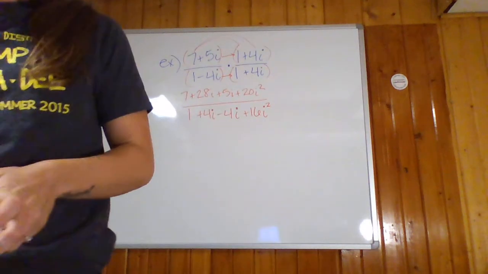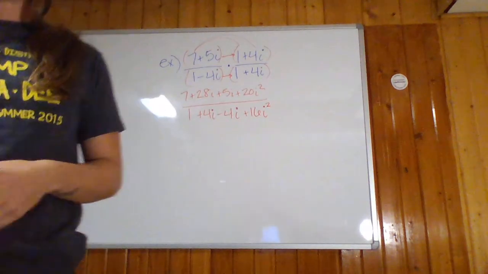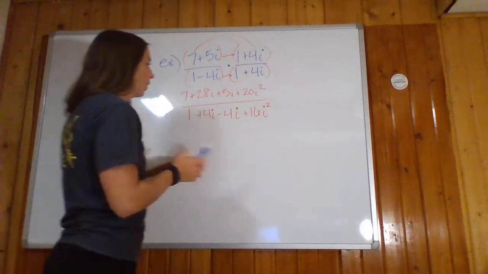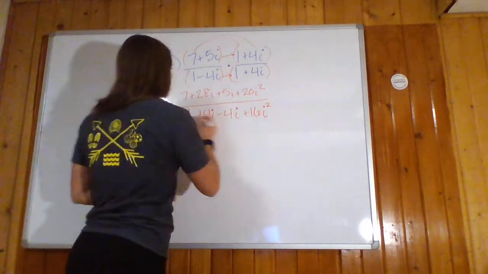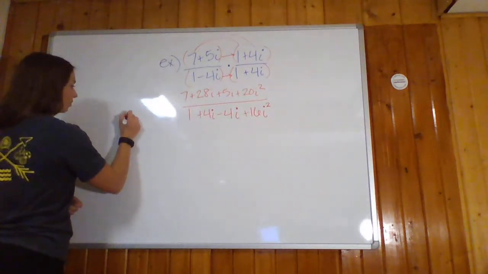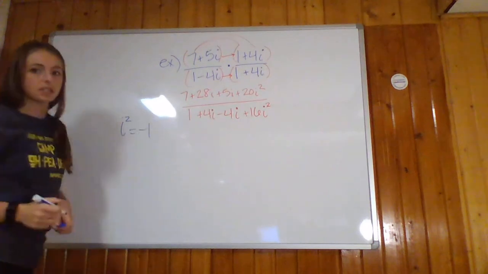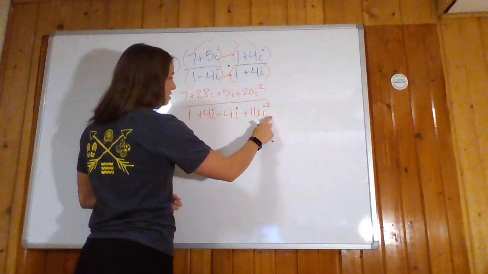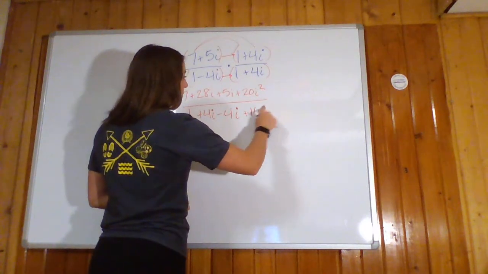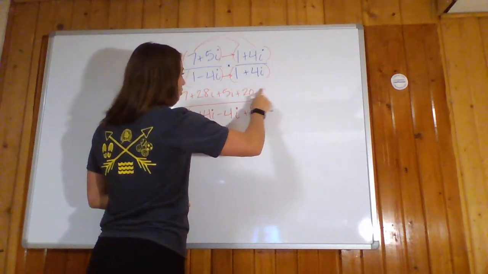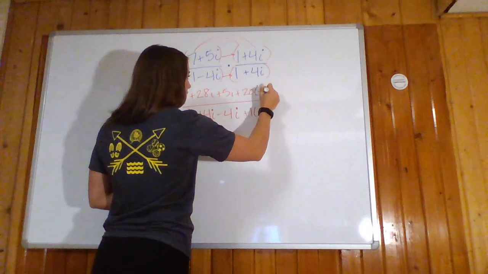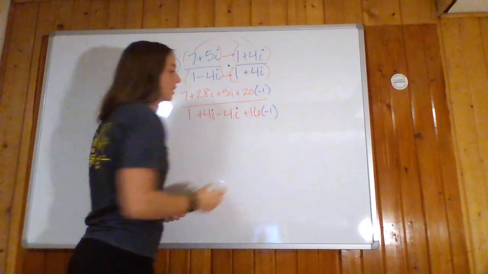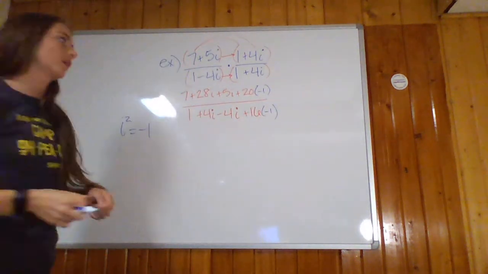Okay, so before I keep going at all, I'm going to start with my i squareds. Again, i squared is just equal to negative 1. So what I'm going to do is replace both of these, and I'm actually going to come in here because I don't have that much room, and literally replace it. So here's a negative 1, and here's a negative 1, and now I'm going to deal with that.